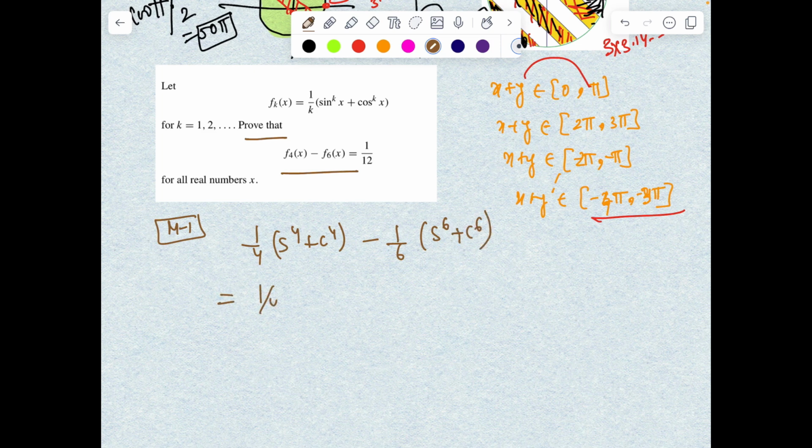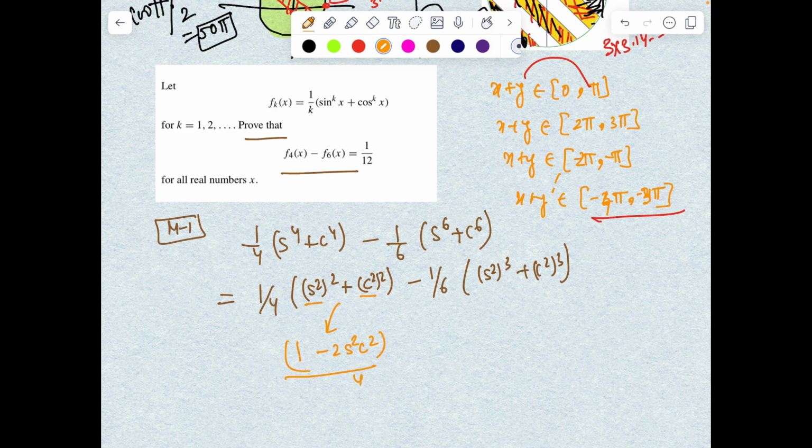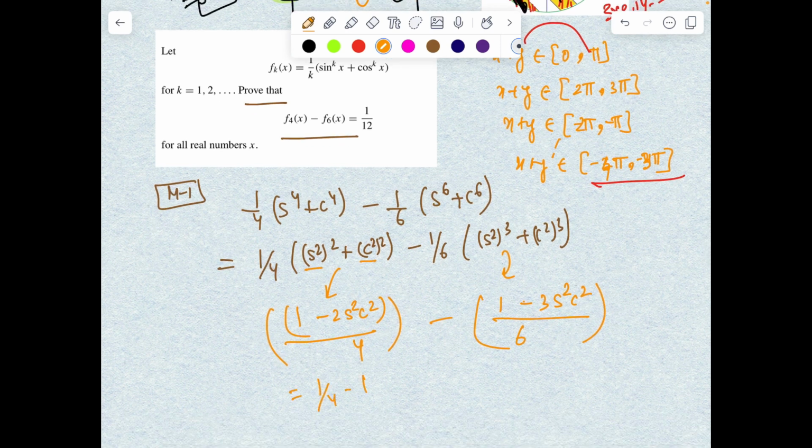A straightforward technique will be to use sine square plus cos square, minus 1 by 6 times sine square whole cube plus cos square whole cube. Simplifying, a plus b whole square is 1 minus 2ab, so 2 sine square cos square, divided by 4. And this expression is a plus b whole cube, which is 1 minus 3 sine square cos square into a plus b, divided by 6. Now if you subtract, very interestingly we will get 1 by 4 minus half sine square cos square minus 1 by 6 plus half sine square cos square. So that gets killed in the process, and the answer is 1 by 12.